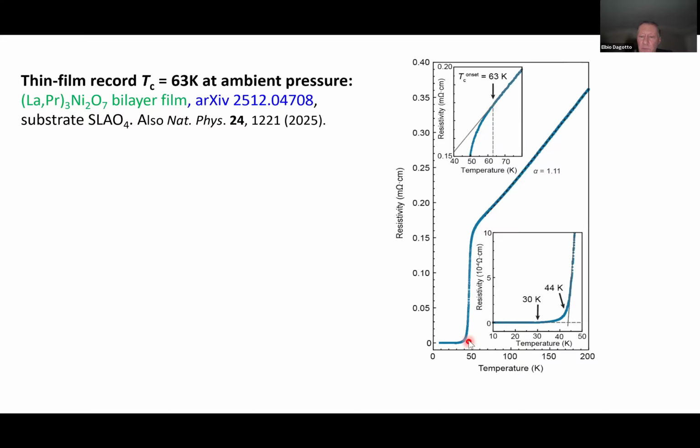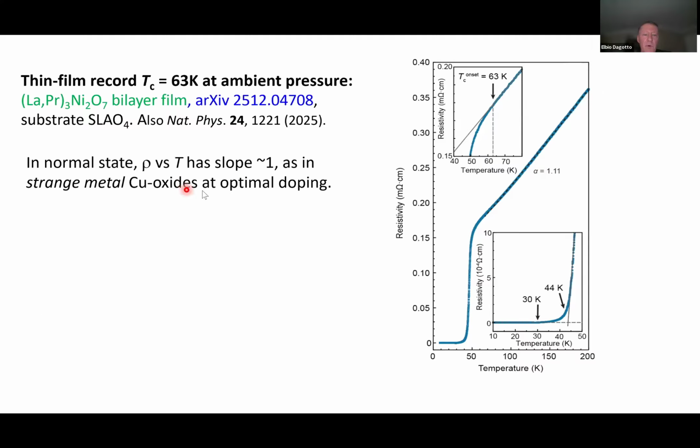Eventually, the drop occurs at between 40 and 30, but the onset is what matters. And there you have again the linear resistivity. It's quite remarkable that we see this strange metal behavior for whatever you're doing. When the TC is the maximum, it has a linear resistivity. You will see that in just seconds. So I was saying that you have a strange metal behavior with a slope 1 in the plot rho versus temperature.